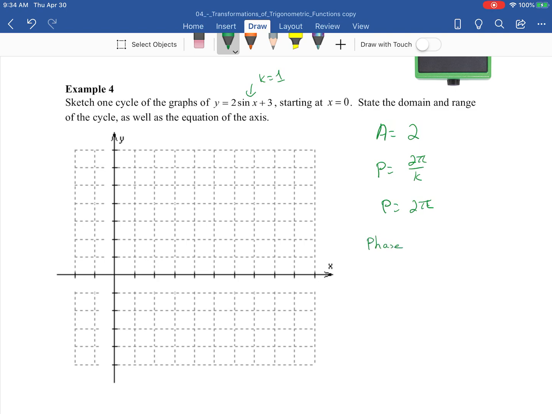Next, we check and see if there's a phase shift, which you can call horizontal translation if you want. That's no problem. I'm going to call it phase shift in preparation for physics type stuff. And phase shift, there's none here. There's nothing inside the brackets as far as a phase shift. But there is a vertical translation.